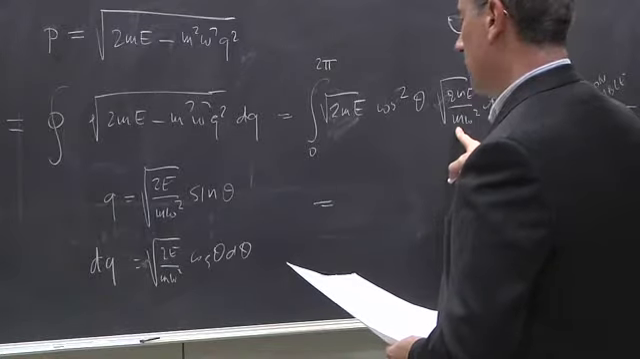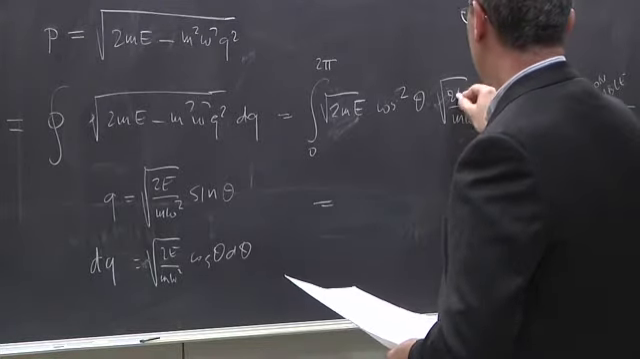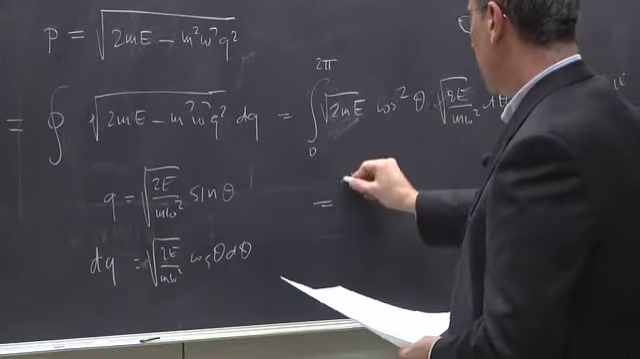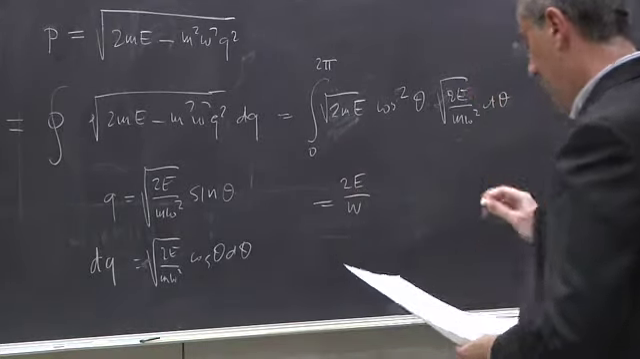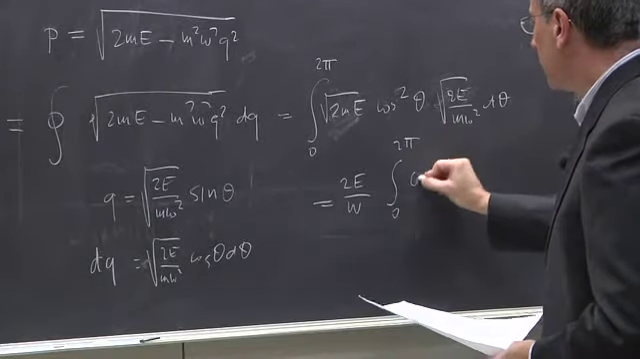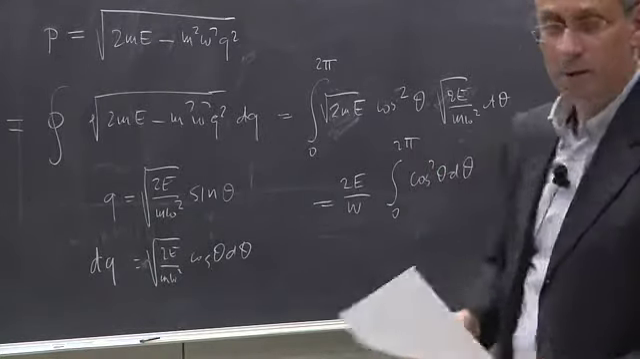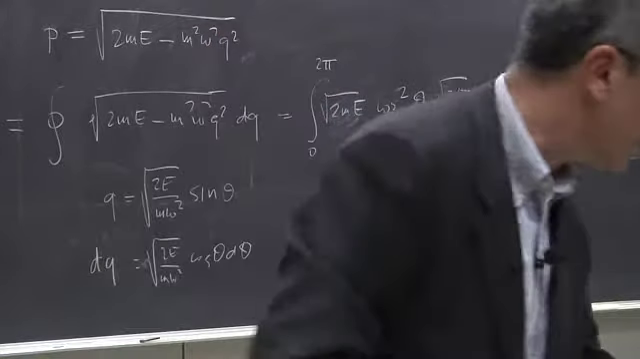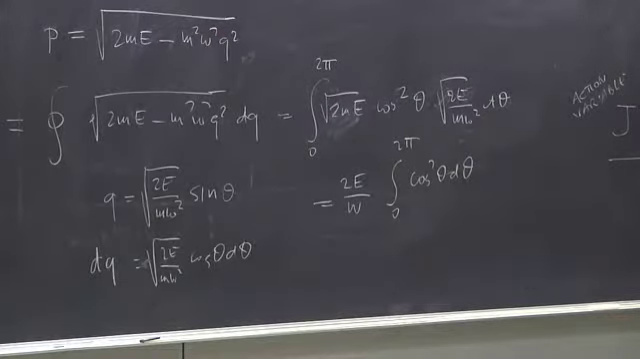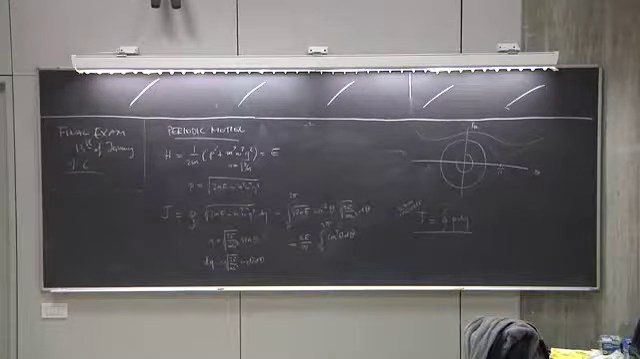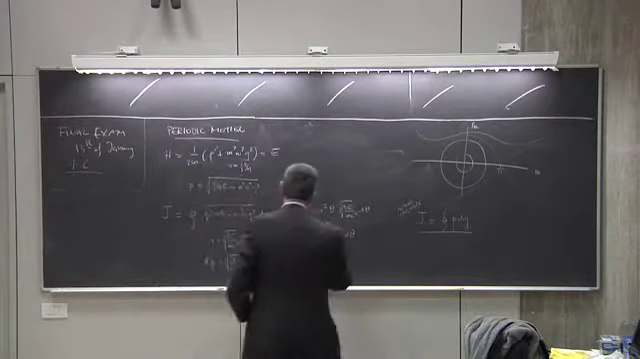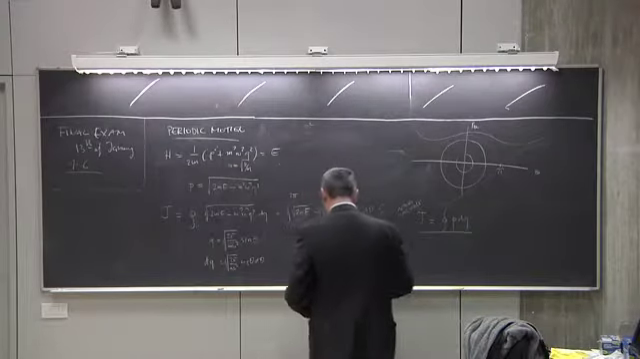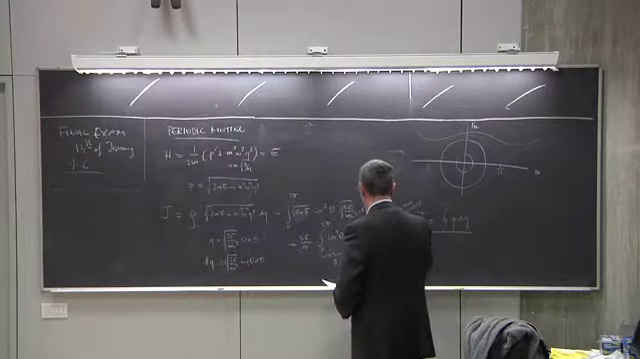So m, 2E, okay, sorry. So I have 2E, right, m divided by omega, the integral over 2 pi of the cosine square theta d theta, okay, sorry. It has been a long day. Now that integral is pi, right? So I get 2 pi E divided by omega.